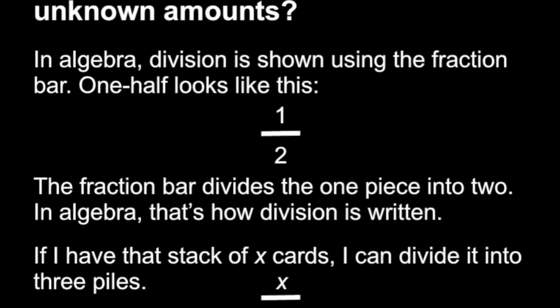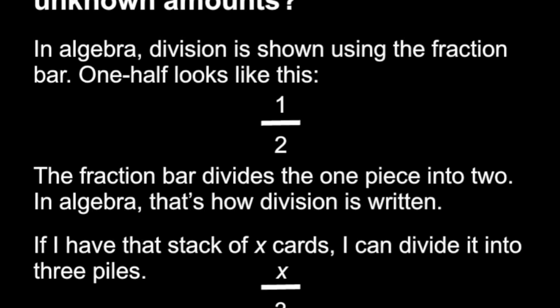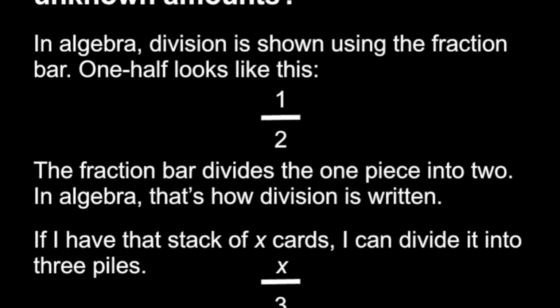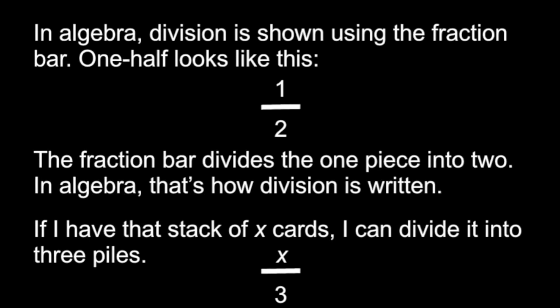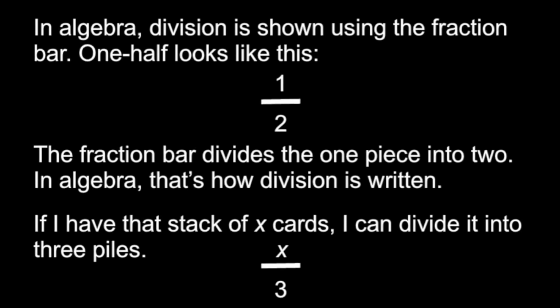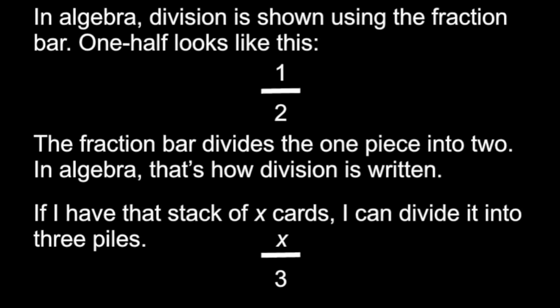If I have that stack of X cards, I can divide it into 3 piles. X over 3. That means that the unknown amount of cards, X, is divided by 3, using the fraction bar to represent division.